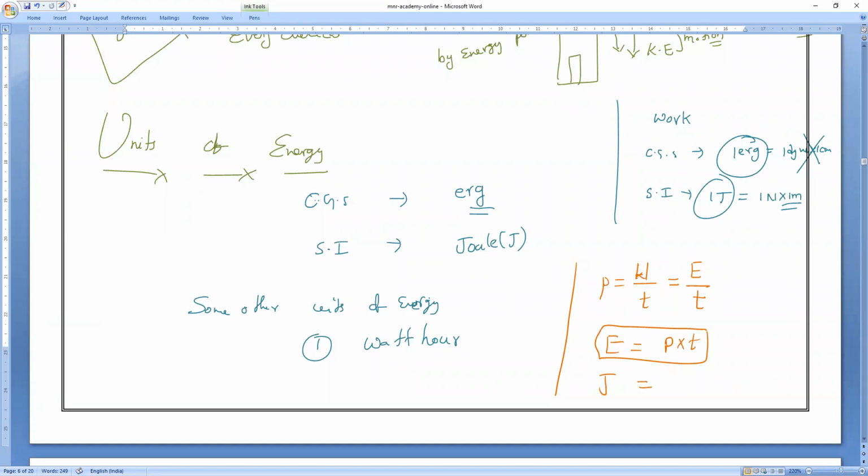So joule is equal to power times time. What is the unit of power? Watt. Watt into time means second. So watt second, or watt hour, I can write. That is only another unit of energy.